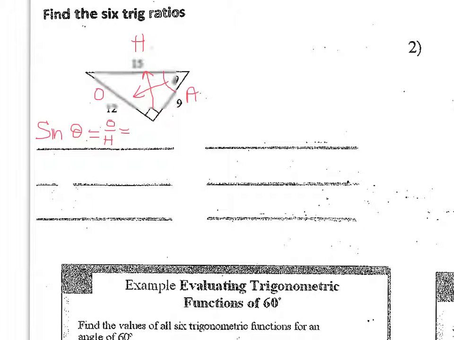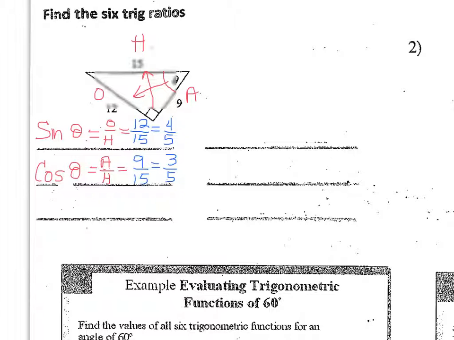So the opposite side is 12 over 15. And then just make sure you reduce to the lowest terms and don't leave radicals in the denominator. So 12 over 15, you can reduce it, and that would be 4 over 5. Cosine, COS of theta. Cosine is adjacent over hypotenuse. So adjacent, 9 over 15. And then you reduce that ratio, and that would be 3/5.